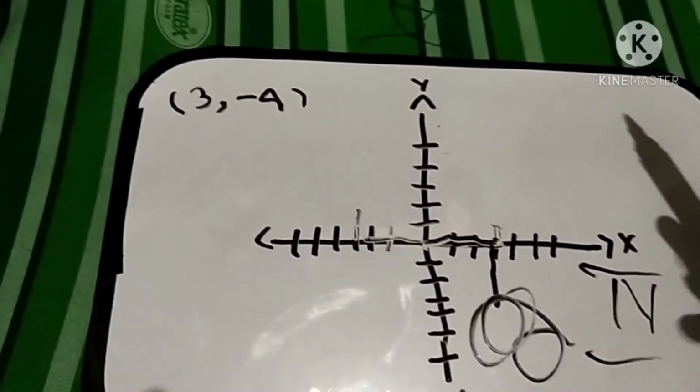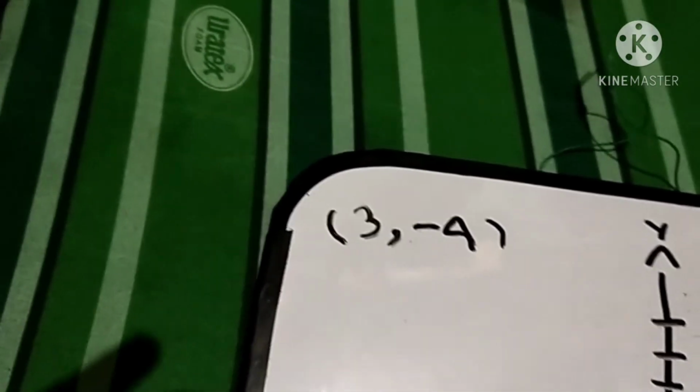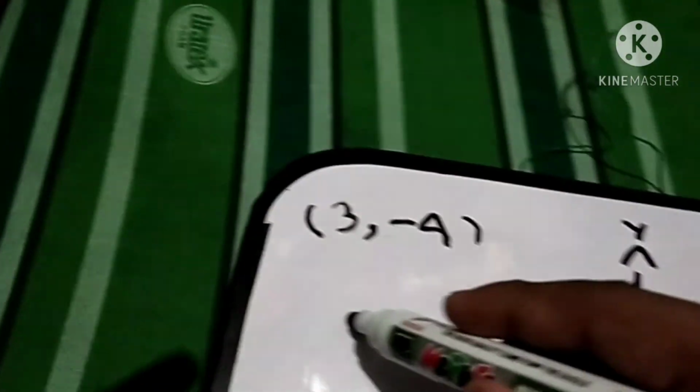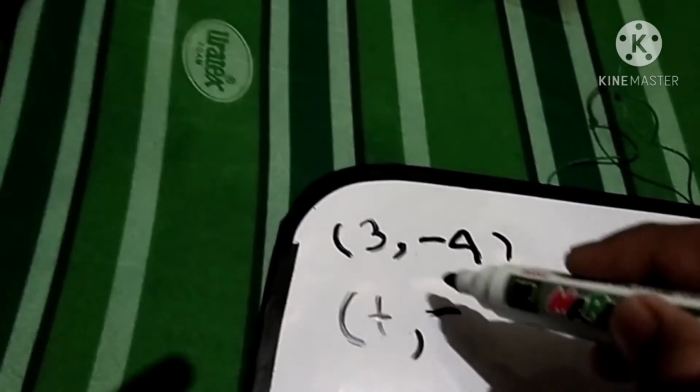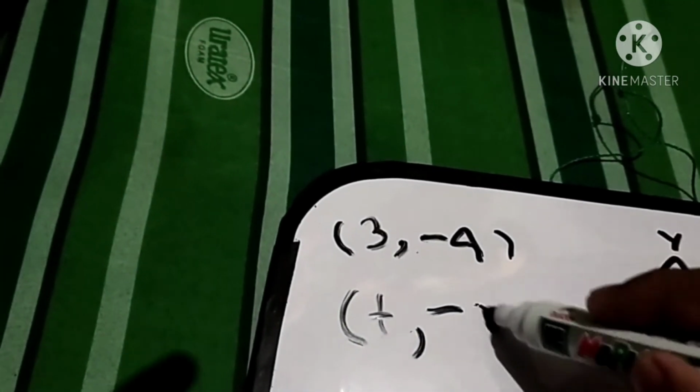And also, you can determine it by only looking at the numbers. Quadrant 4 has the signs for the ordered pair, which are positive and negative. So that's all.